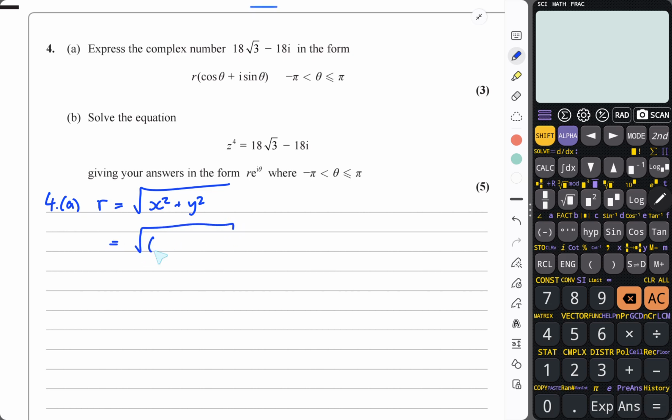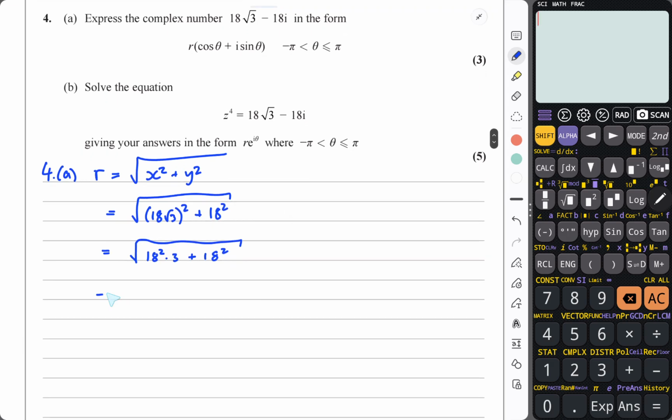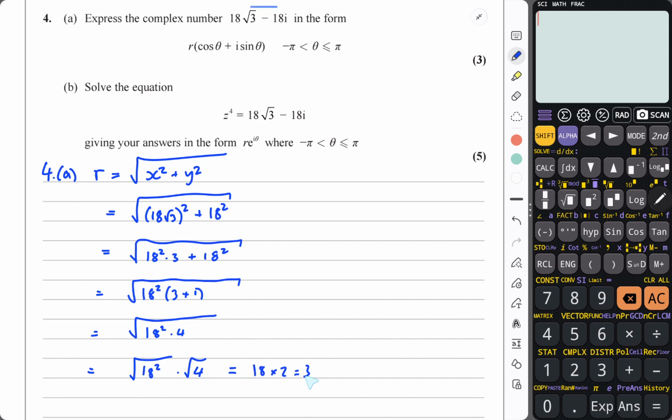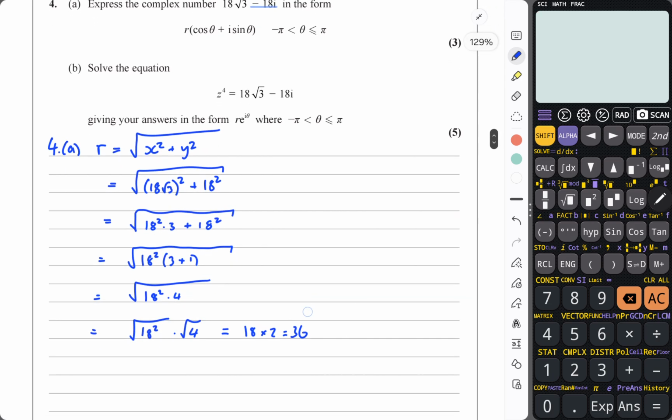So that's going to be the square root of (18 root 3) squared plus 18 squared. You can work this out on your calculator, but I'll do it for you. This gives 18 squared times 3 plus 18 squared. Then we factor out the 18 squared, that's 18 squared times (3 plus 1). So that is 18 squared times 4, which is root 18 squared times root 4. So that is 18 times 2, so 36. Again, you can just do it on a calculator, saves you wasting time.